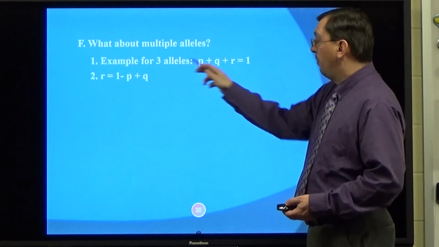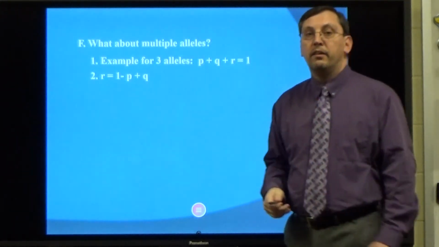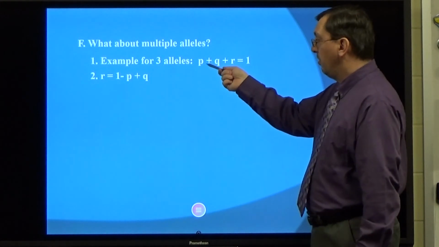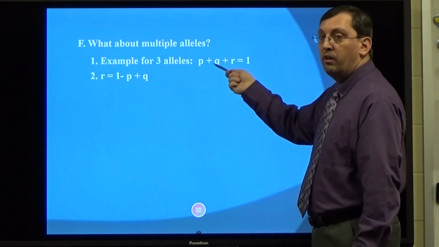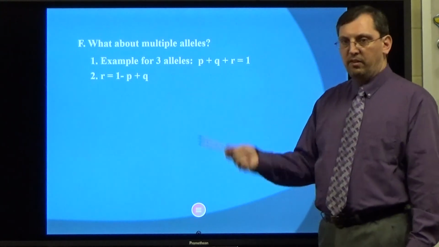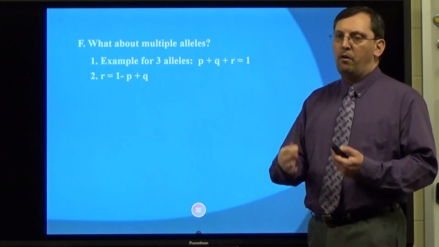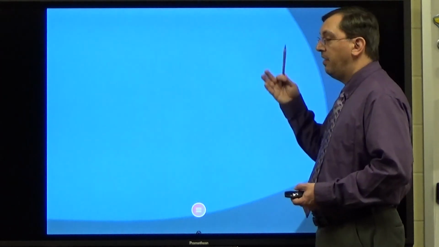So, for example, if I want to find out R, it's just 1 minus P plus Q combined. So if I knew this was 0.3 and this was 0.4, that's 0.7, that means R is going to be 0.3. It's just what's left over. And you can do this with 5, 6, 7 alleles. It becomes very complicated, but you can do it with all of those. And that is the end of our notes today.